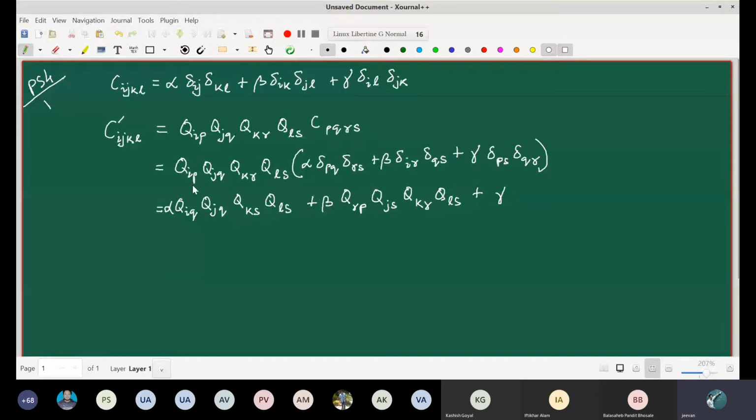Again, delta PS, I'll make it operate, substitute here. So that will be QIS, and these last two remain as they are. Now all that I have to do is use the property that if we have these kinds of multiplications, so this is QIQ, QJQ. Whenever these two things are common, this is basically just the delta ij. And similarly here, this is the delta KL.